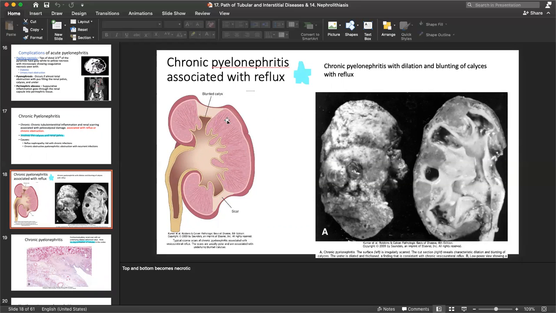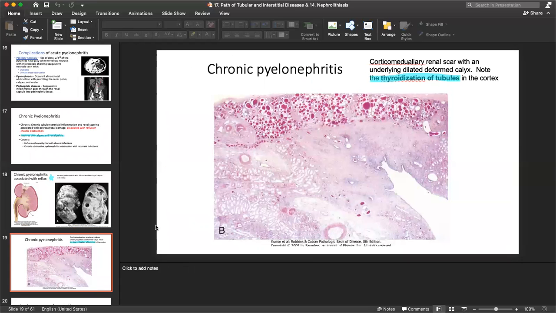So here's an example right here. And so we can see that in the chronic case, they've got these blunted calyces, which have a scar. So we see dilation and blunting. Remember, back from histo, what the thyroid looked like. It's not that there's thyroid tissue here, but there's going to be thyroidization of the tubules, because of the big sections of pink.